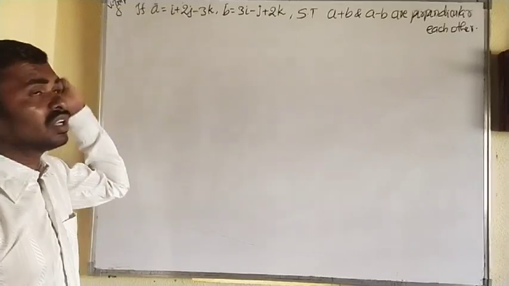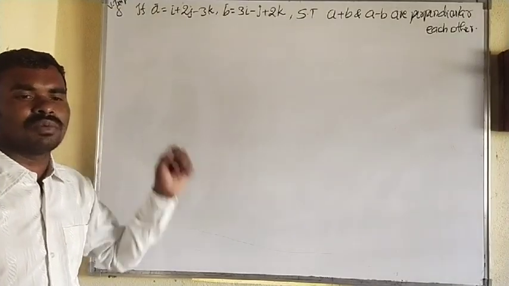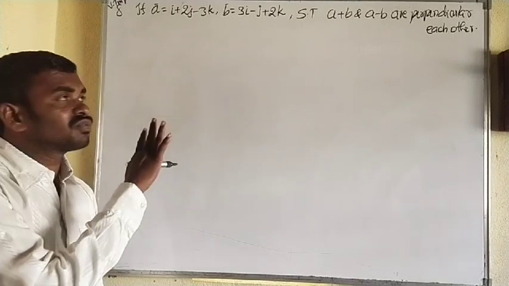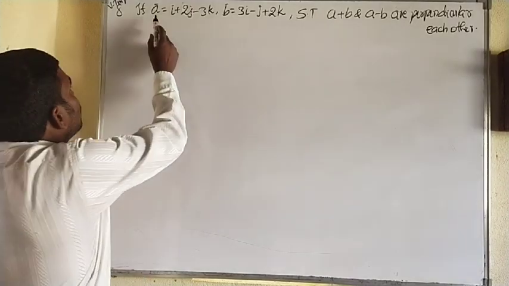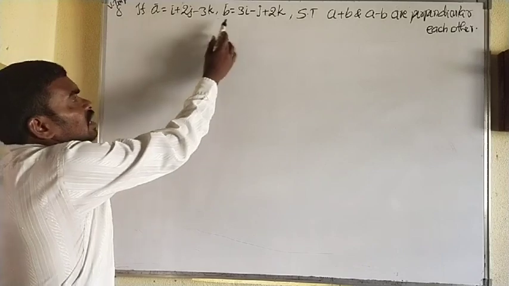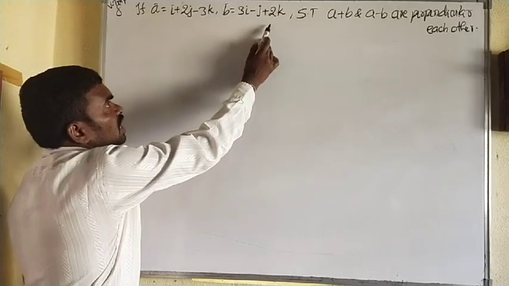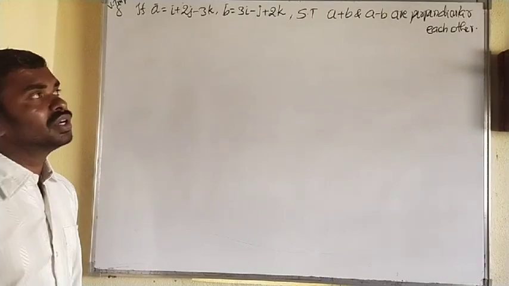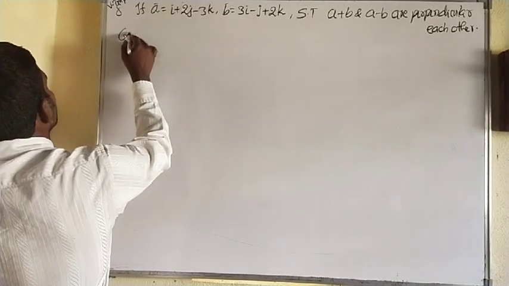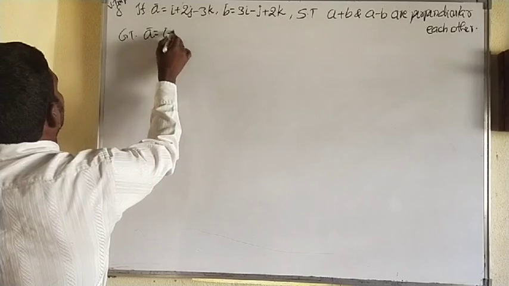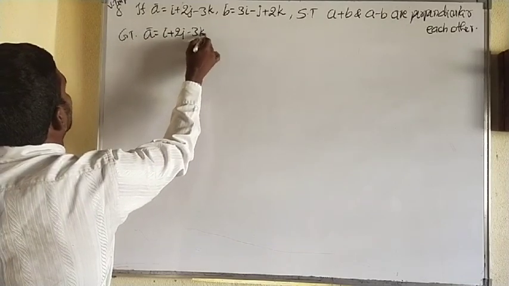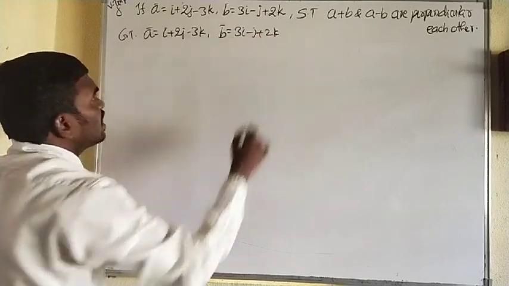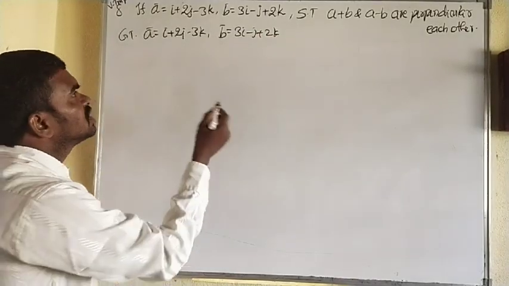Next, the 8th one. This is a very important problem. Not only this 8th one, after 8th, 9th, 10th, just these 4 questions are very important. If a equal to i plus 2j minus 3k, b equal to 3i minus j plus 2k, then show that a plus b and a minus b are perpendicular to each other. First, given that a is i plus 2j minus 3k and b is 3i minus j plus 2k. Let us first find a plus b and a minus b.